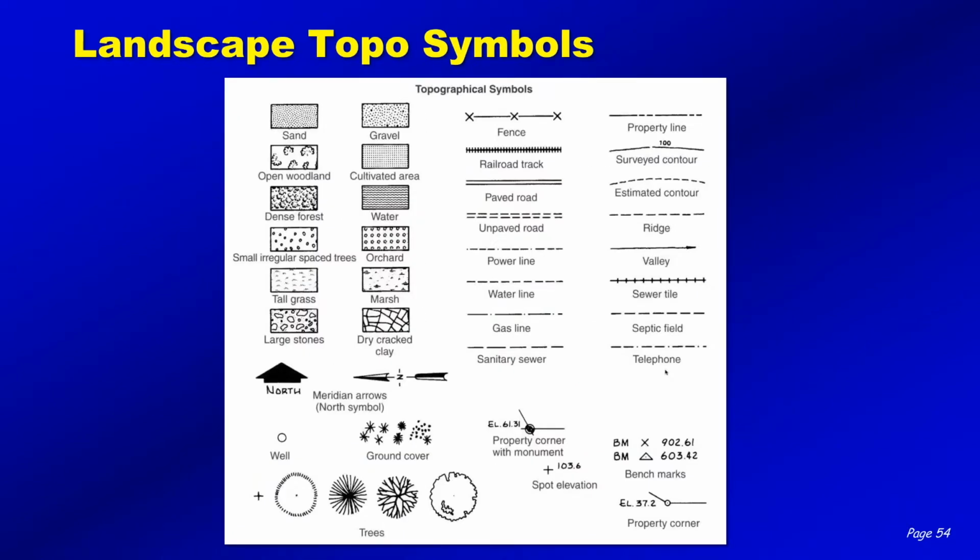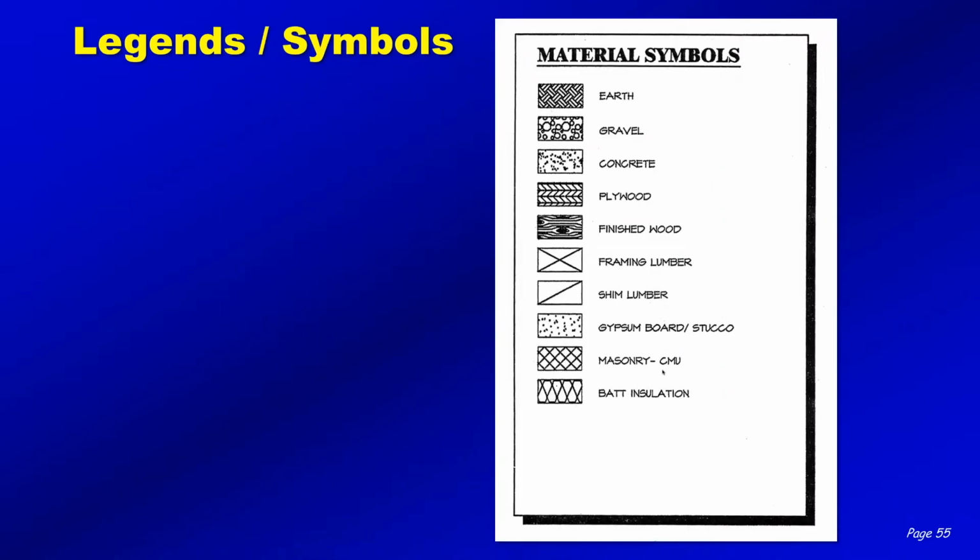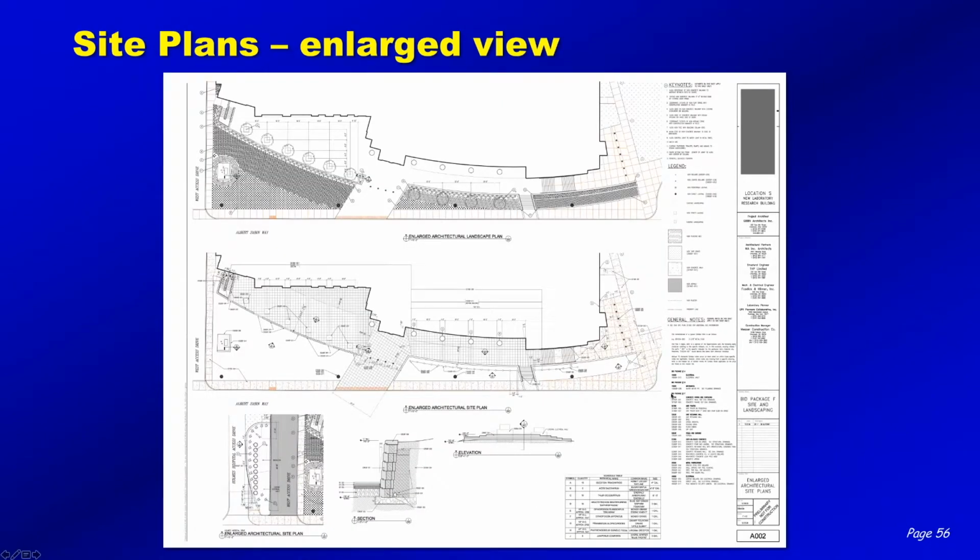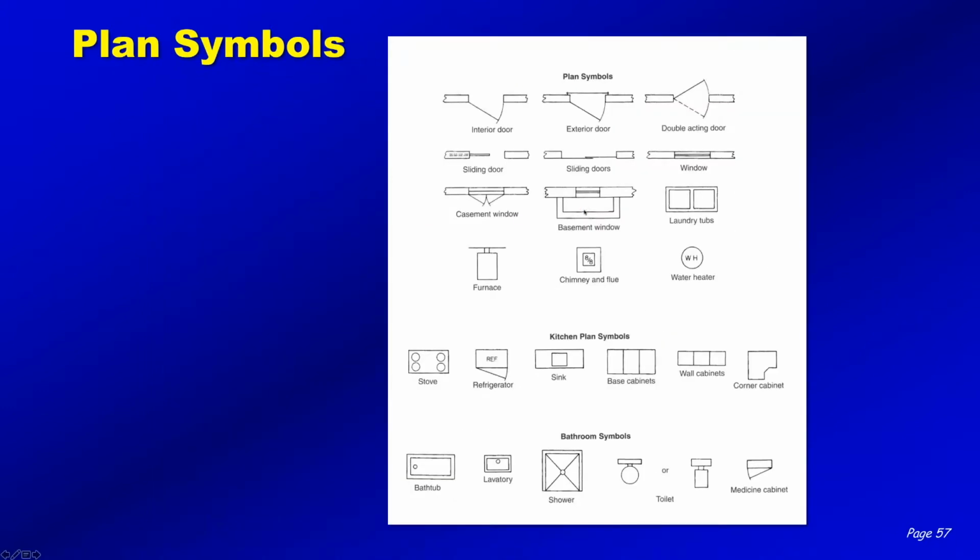Same thing goes for exterior topo symbols. There's some earth symbols and bad insulation. Here they're showing you some different poche on this job, showing you what some of these different materials mean. And you get different symbols on plans for windows, basements, laundries and sinks.